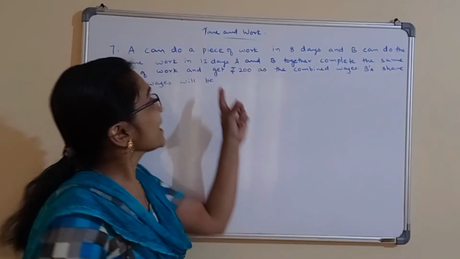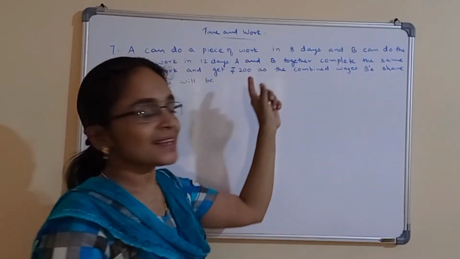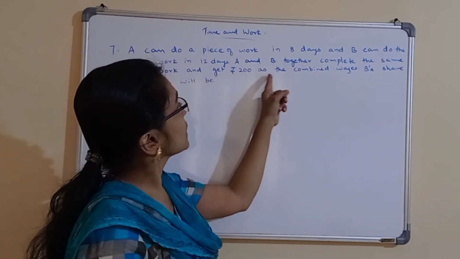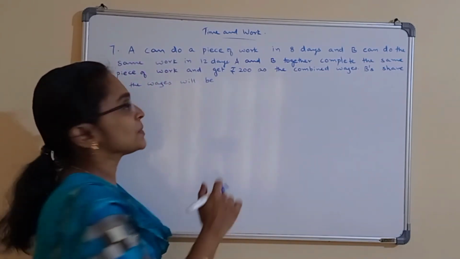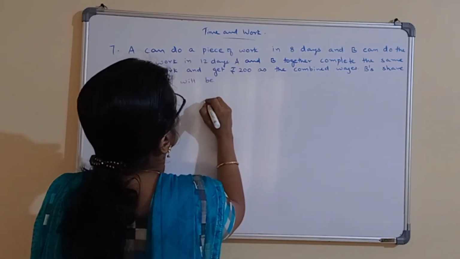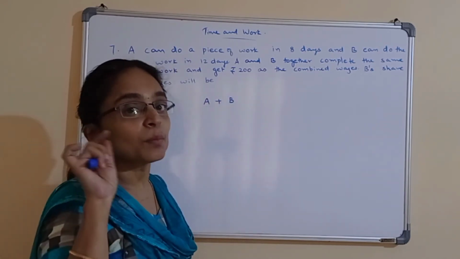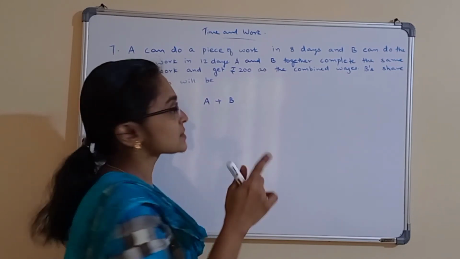Okay. Next one, A can do a piece of work in 8 days and B can do the same work in 12 days. A and B together complete the same piece of work and get 200 rupees as the combined wages. B's share of the wages will be. So here we can do A plus B's work. What is A plus B's work? And we can find portion of B's work, like what we did for the previous question.